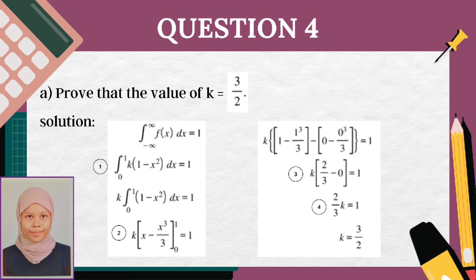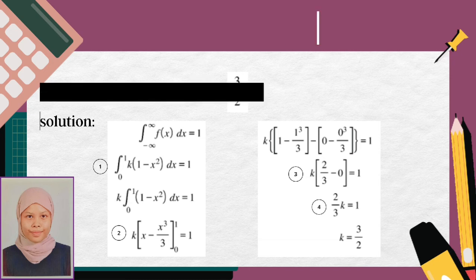Then we replace the x with the values of 1 and 0 respectively. Thirdly, we subtract the value of 2 over 3 and 0. Fourthly, we will get 2 over 3 k equal to 1, and the value of k will be 3 over 2.